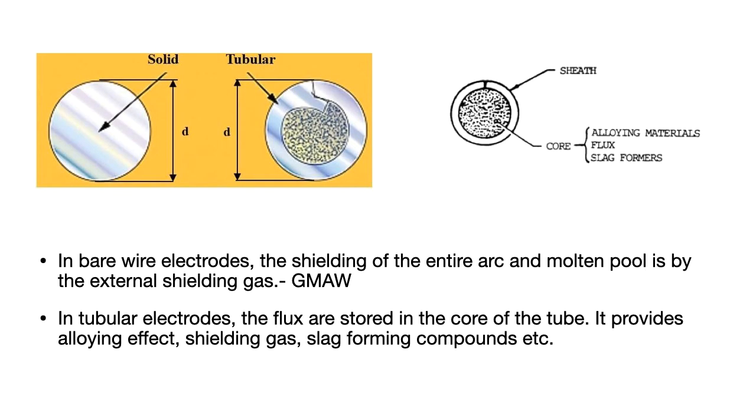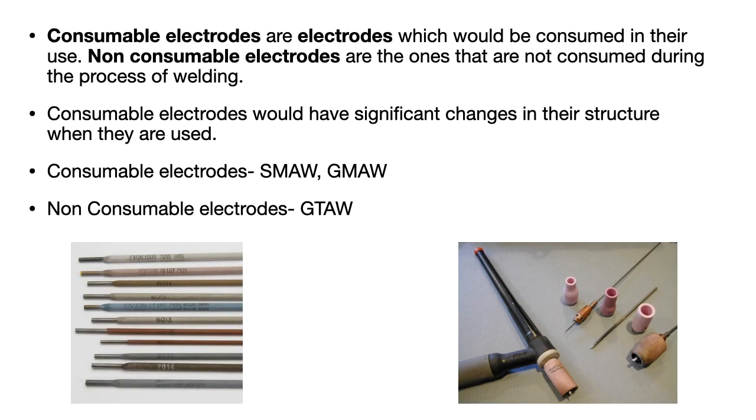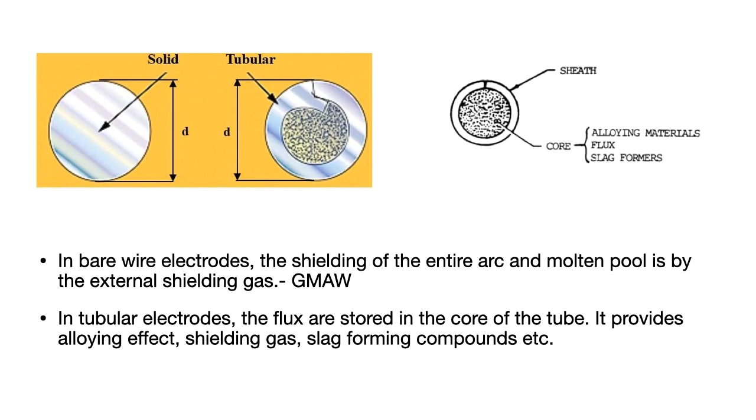Here we can see we have briefly discussed tubular or solid wires. In solid wires, the core will be solid. It won't have a hollow core. And even if you have any flux additions, the fluxes will be coated over the rod. Whereas in tubular electrodes, you can't see any sort of coating over the electrodes.